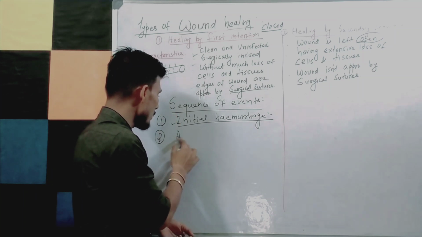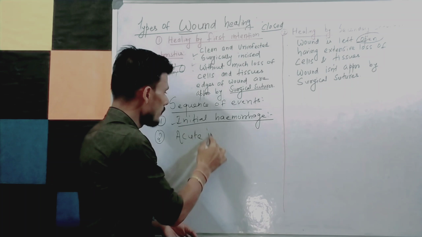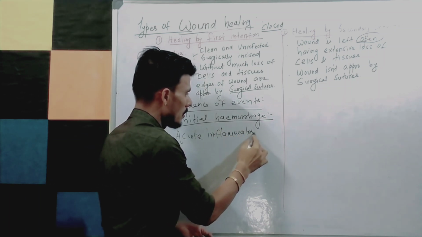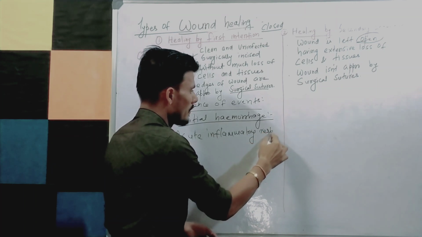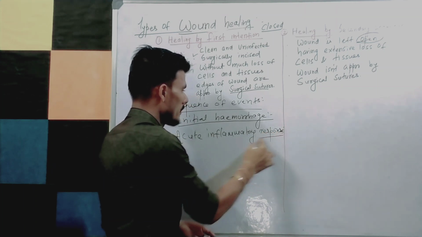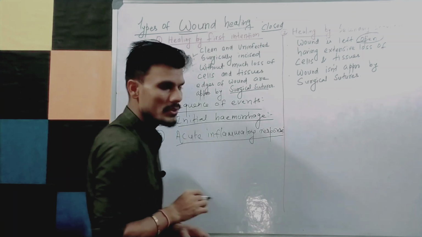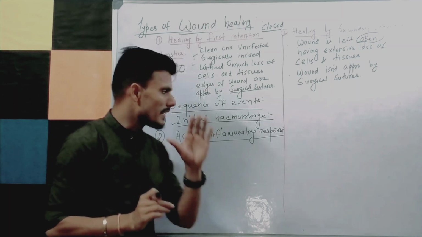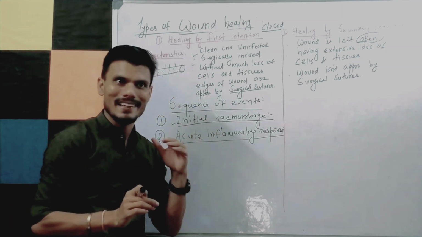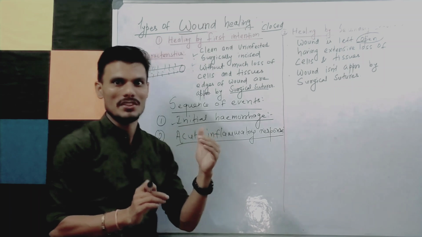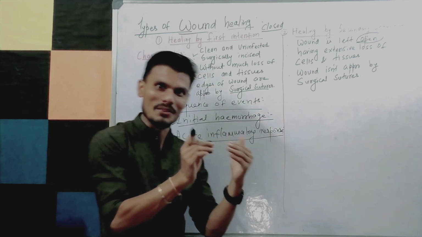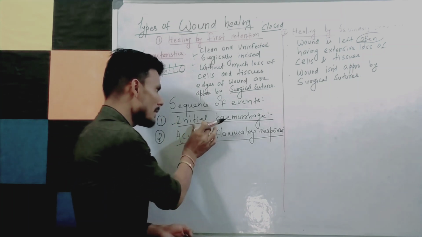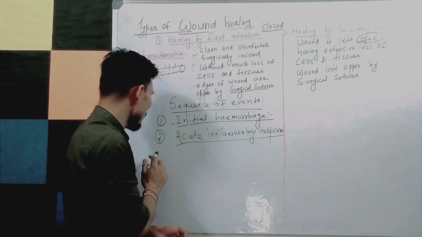The second one is the acute inflammatory response. I have discussed inflammation in detail. When there is a cell injury, there will be inflammation as well, and that inflammation is due to the release of chemical mediators. I have discussed that in the previous video. If you want, you can go and see that video. So the second thing is that after initial hemorrhage, there will be inflammation.